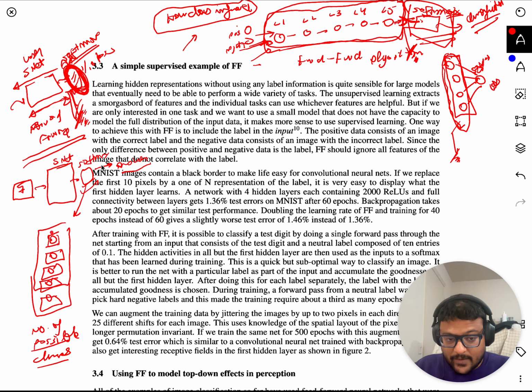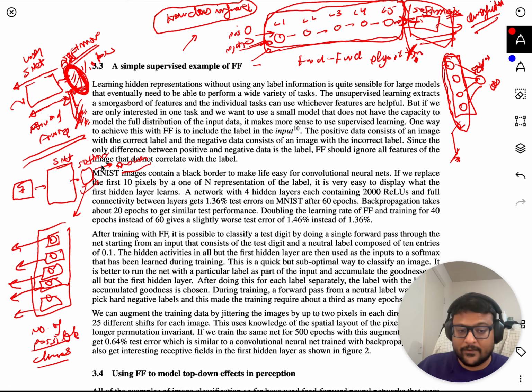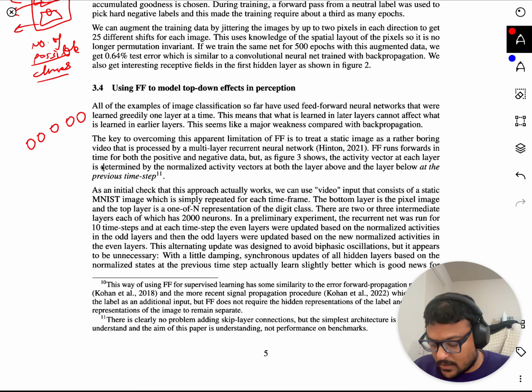There is one other way in which you can do inference in forward, and it goes as follows. Let's say you have just a 5 layer neural network, and you train it through forward to maximize the goodness. You have a positive sample and a negative sample, and you train it to maximize the activity for the positive sample and minimize the activity for the negative sample.